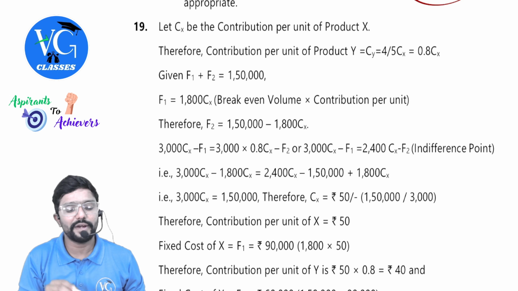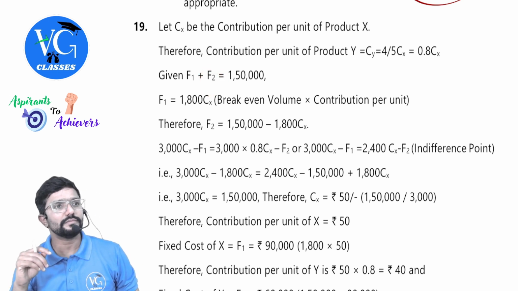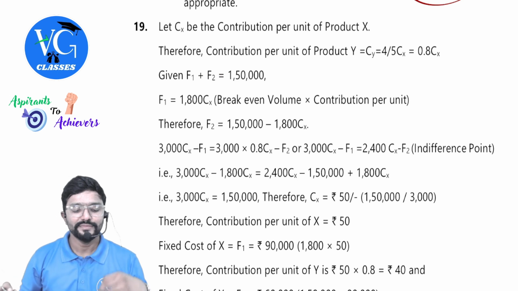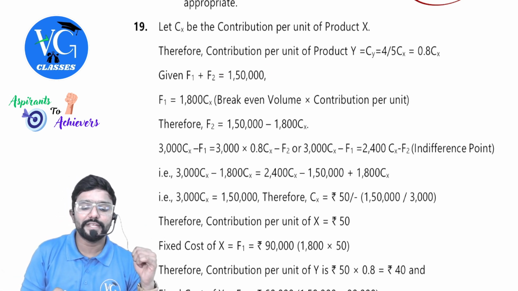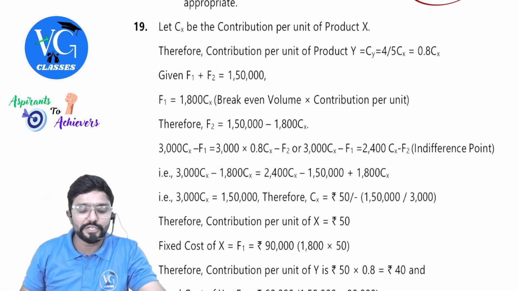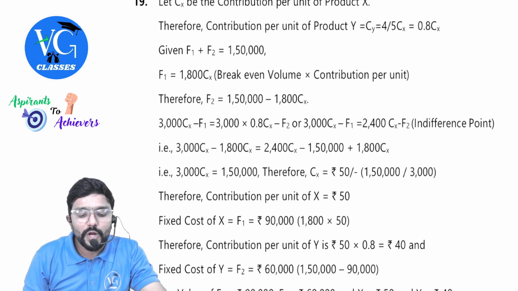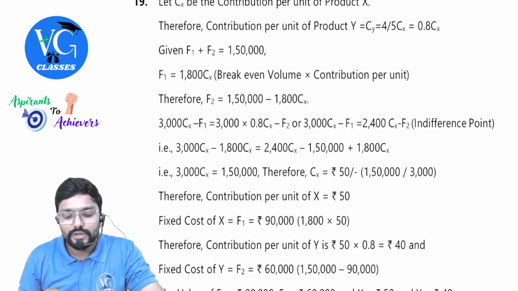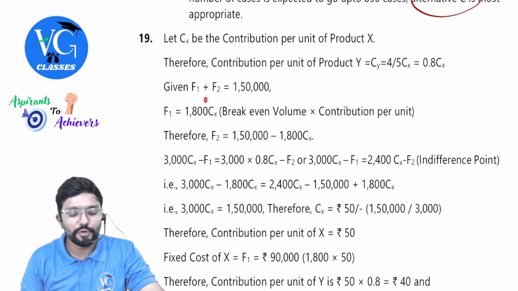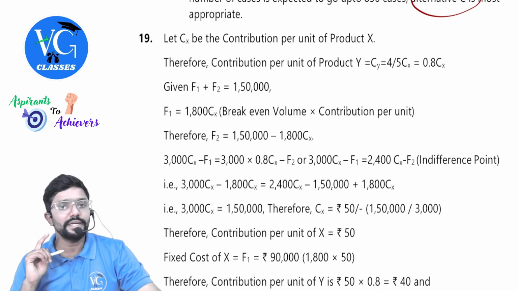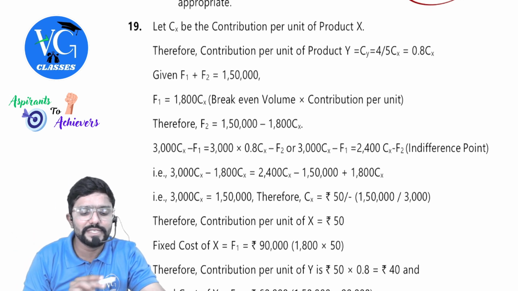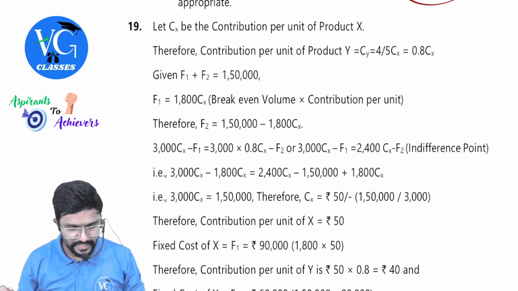Individually, for product X the fixed cost is F1, and for product Y it is F2. F1 plus F2, both put together, is given as 150. Individually, they are not given, so we need to calculate them. F1, the fixed cost: contribution per unit is Cx, into the number of units, 1800. They have given that in the question.